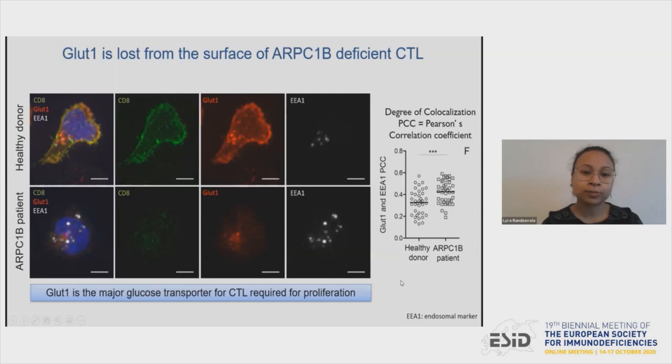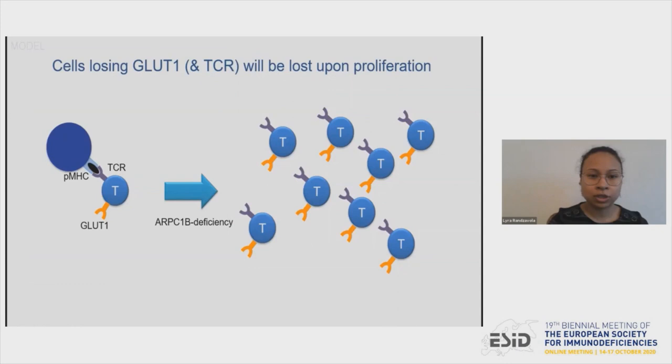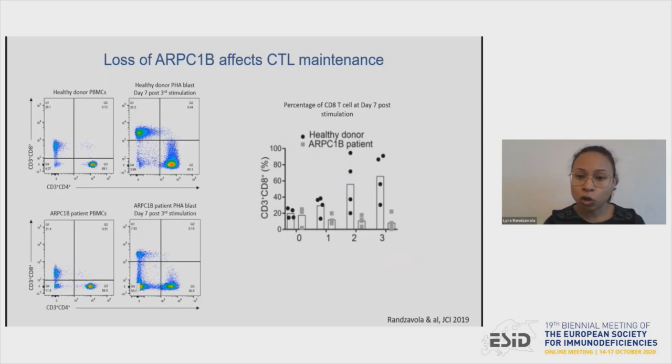So how does it work then? It is known that TCR activation leads to proliferation and receptor recycling. In the context of ARPC1B deficiency, the cells that have lost GLUT1 and TCR from the plasma membrane due to the recycling defect will be lost upon proliferation. This is exactly what we observed when we looked at the CD8 population over the course of three rounds of restimulation. In a healthy donor, the CD8 population increases when restimulated, but in the ARPC1B patient, the CD8 population decreases, and by the third stimulation, we are left with barely any CD8 T cells. This is the basis of what we propose to call a CTL activation induced immunodeficiency.